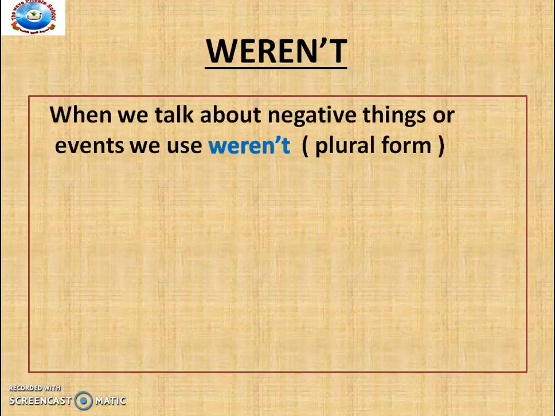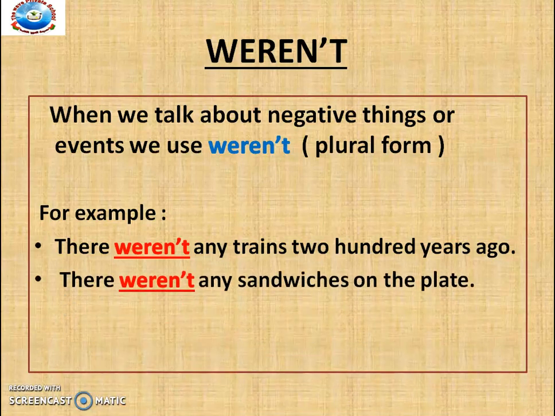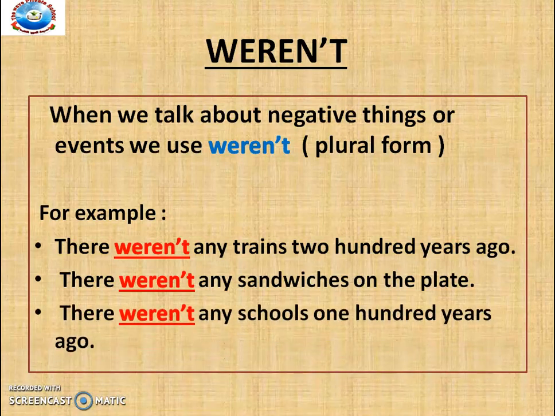Weren't. When we talk about negative things or events, we use weren't. Again, weren't is used in plural form. For example, there weren't any trains 200 years ago. There weren't any sandwiches on the plate. There weren't any schools 100 years ago. So here we learn that were is used with positive sentences and weren't is used with negative sentences. So hope it's clear now where we can use was, wasn't, were, weren't.